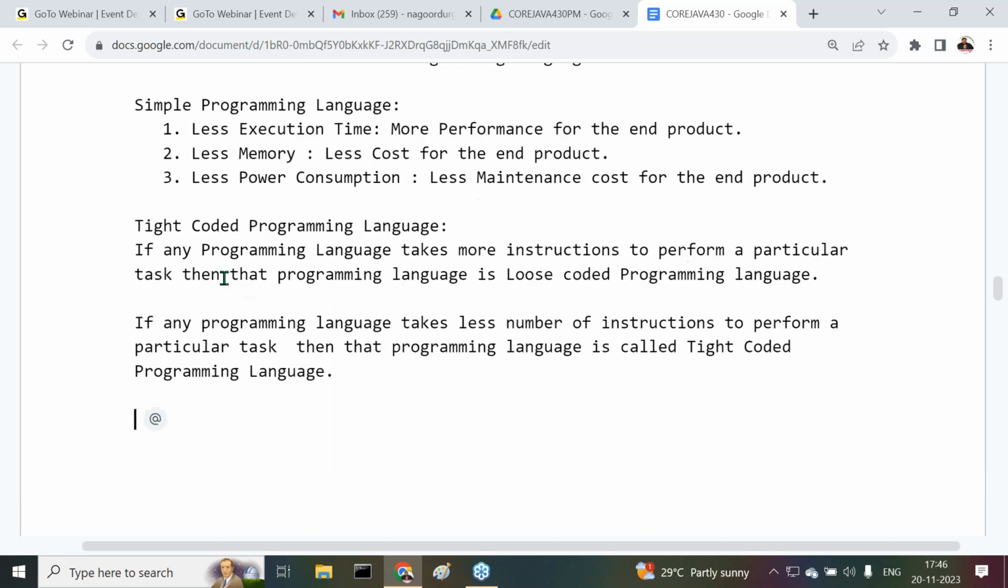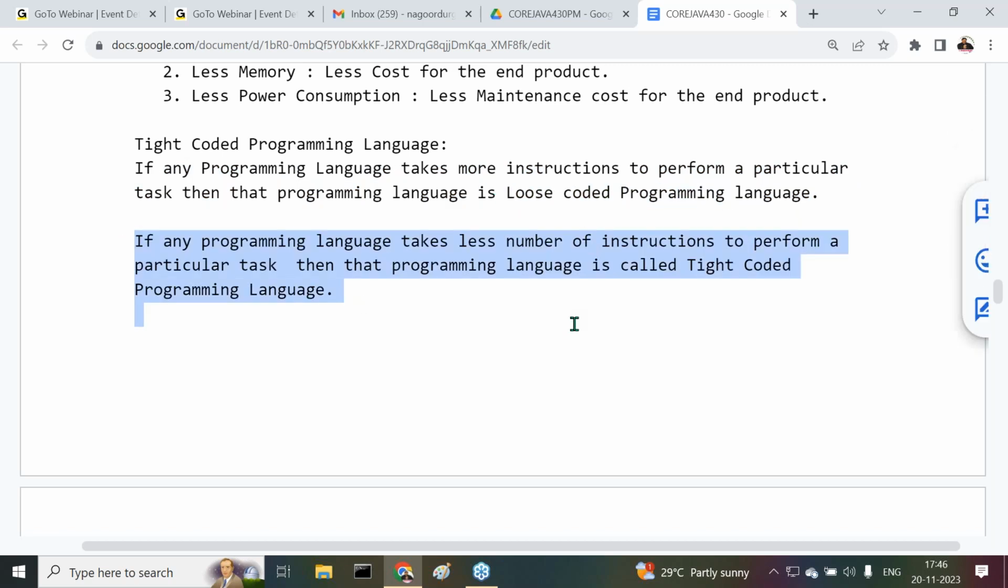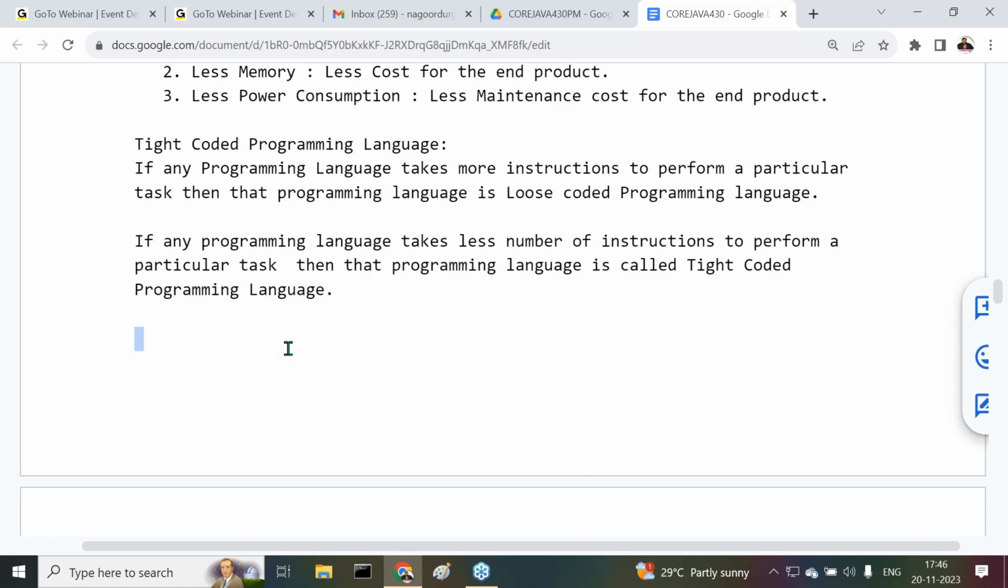Come again. What is the meaning of loose coded programming language and what is the meaning of tight coded programming language? If any programming language takes more instructions to perform a particular task, then that programming language is what? Loose coded programming language. If any programming language takes less number of instructions to perform a particular task, then that programming language is what? There, tight coded programming language. Tell me, which one is better for our application development? Is it loose coded or tight coded? Definitely tight coded. Always we prefer to go for what? Less number of instructions. Less number of instructions in the sense less work.